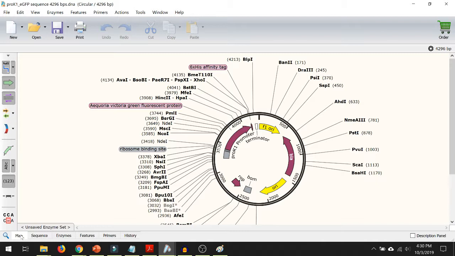There are these things that scientists discovered that are called restriction enzymes or restriction endonucleases. And what these enzymes do is they cut DNA at certain sequences, right?